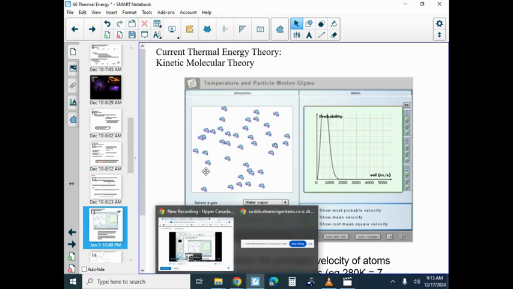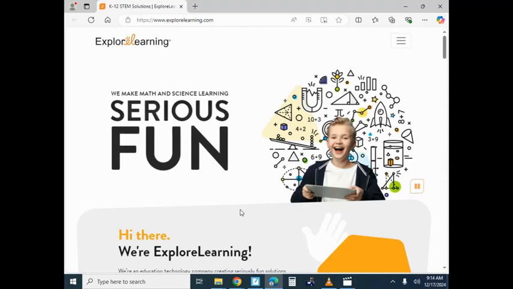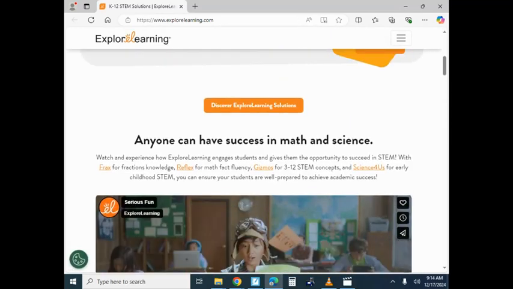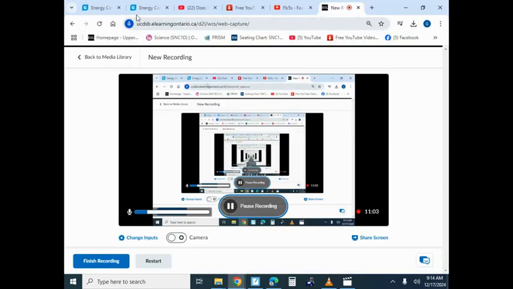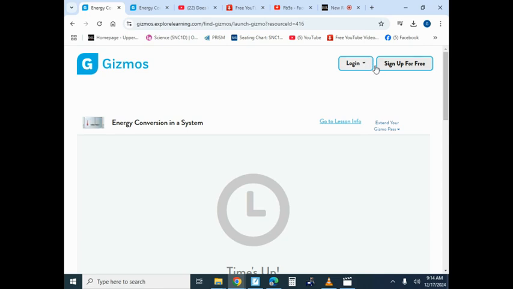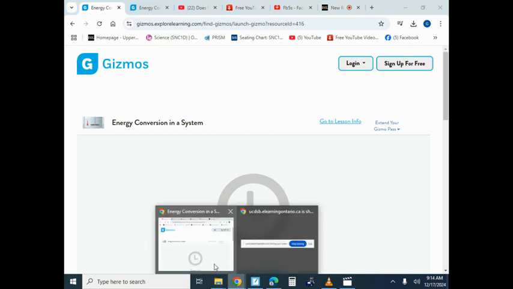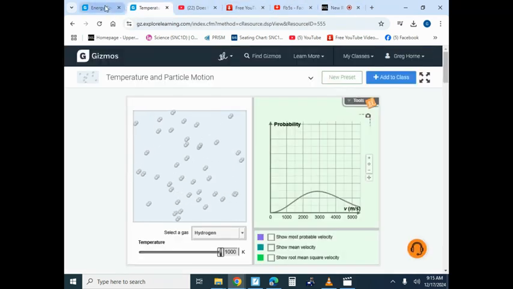This one is just a gizmo that shows kinetic molecular theory. We don't have to really do this one fully here. I had this open. I wonder if I can find it quick here. Pause quick here and I'll find it. Right here. Here we go. All right, I got it right here.